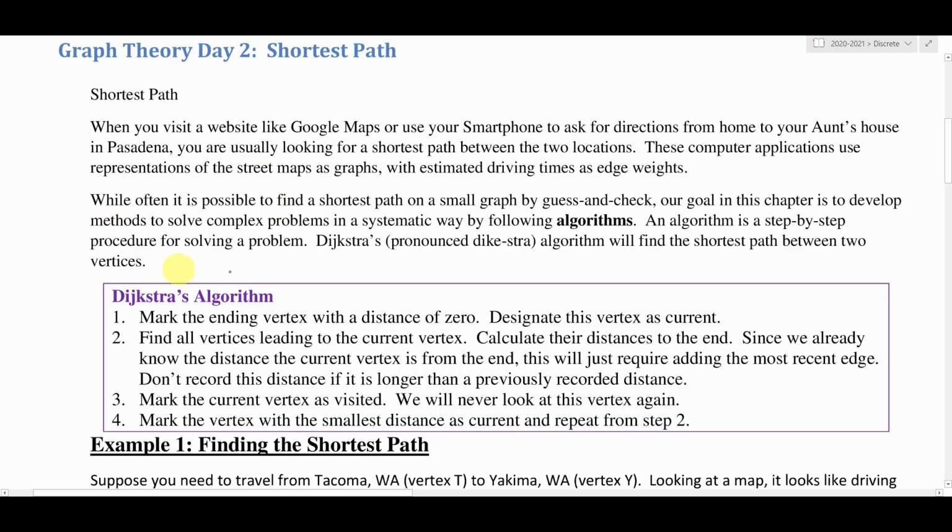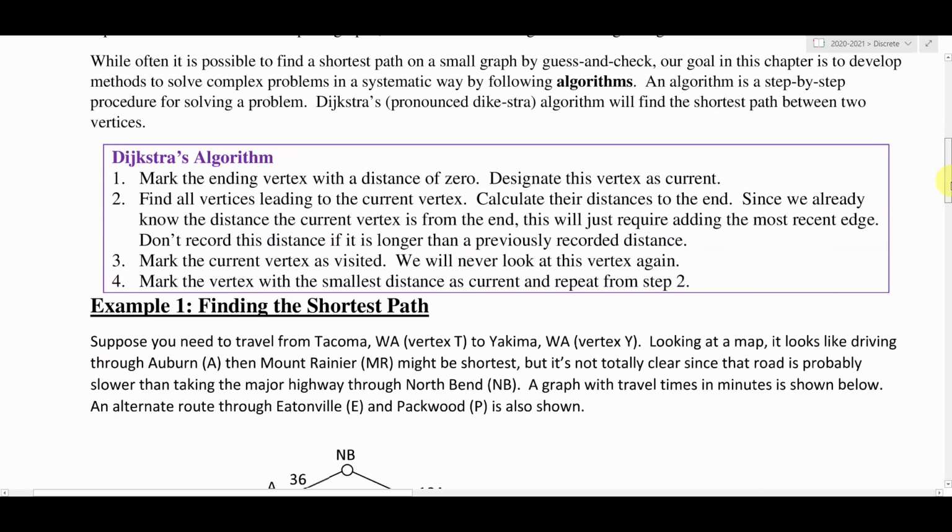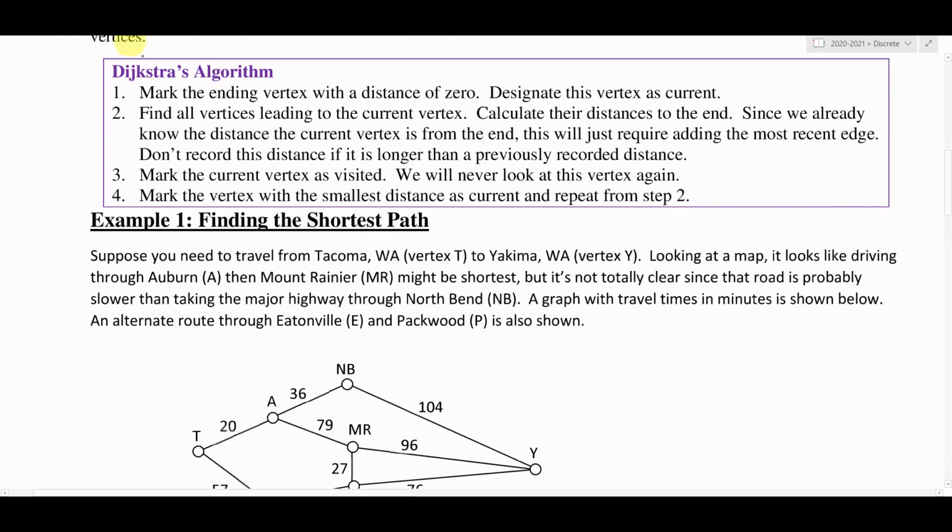So this is super applied. The algorithm I'm going to teach you is the basis for the coding in Google Maps that helps you find the shortest path from point A to point B. This algorithm is called Dijkstra's algorithm, and the steps are listed here. I'm not going to read them out to you, but I'm going to go through them and show you how it's done in this first example.